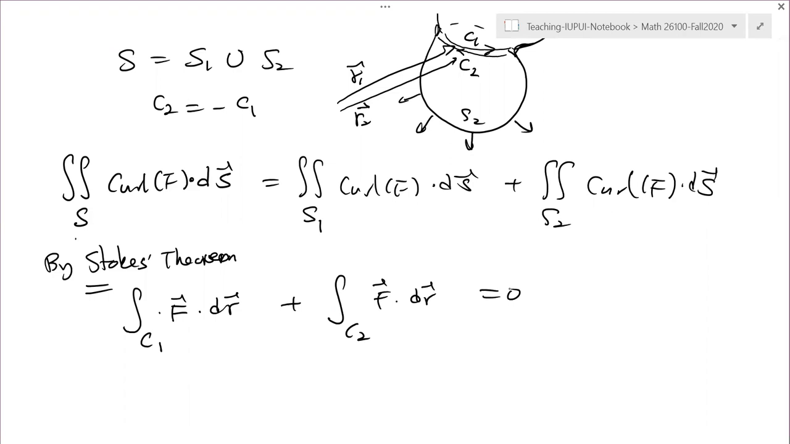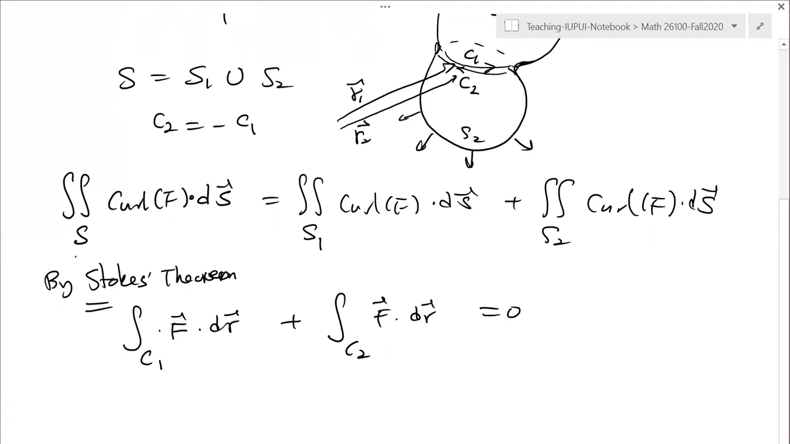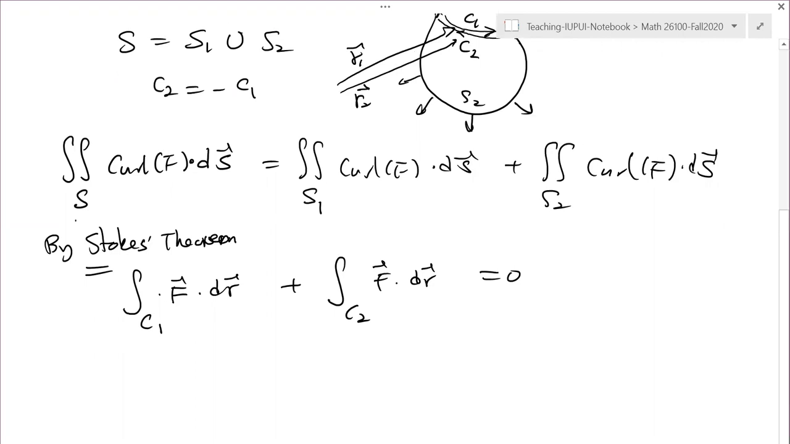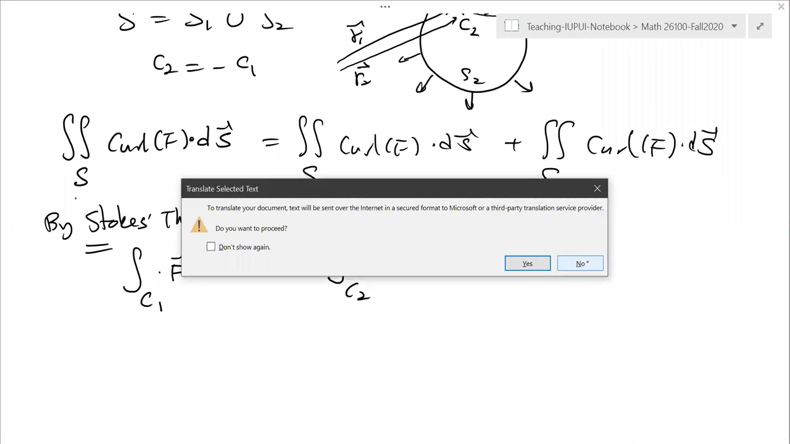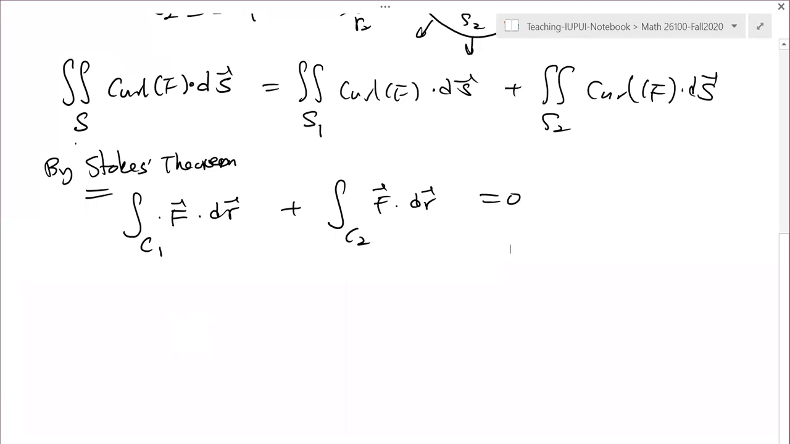It's easy to see that. So that means for a closed surface, the surface integral of the curl of the vector field must be 0. Okay, this is what we want to know about closed surfaces.